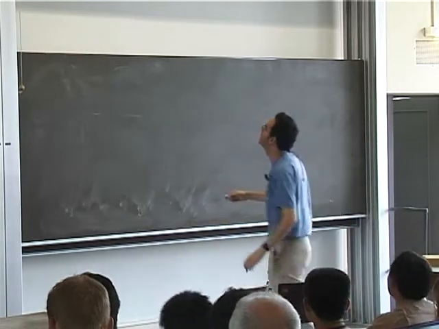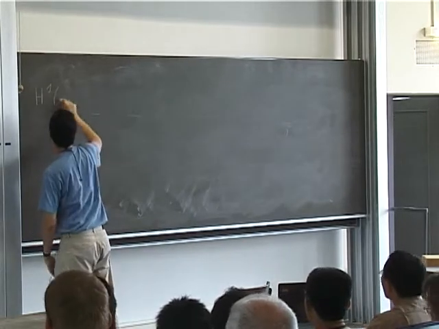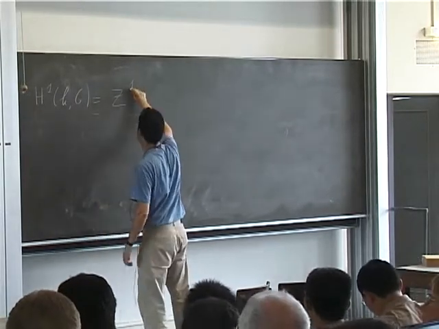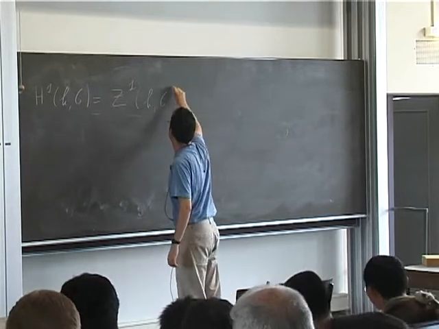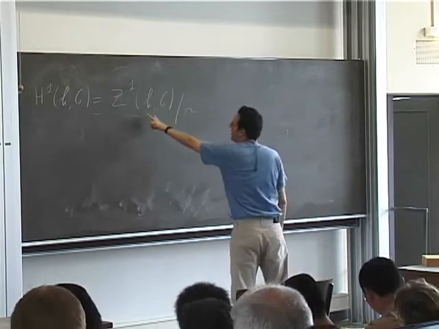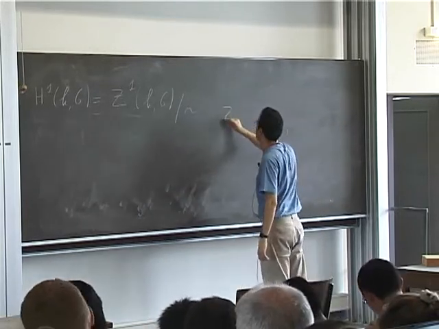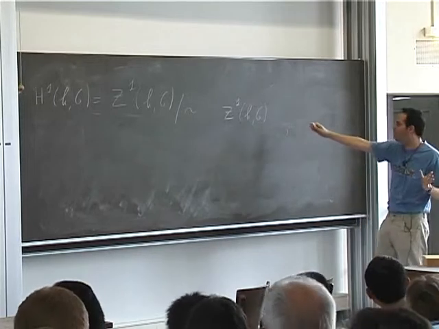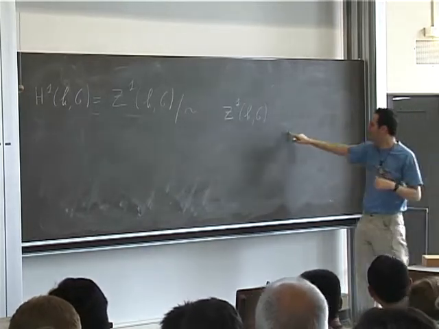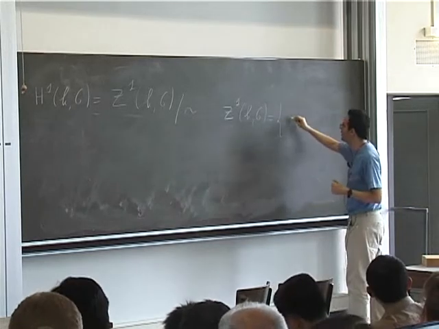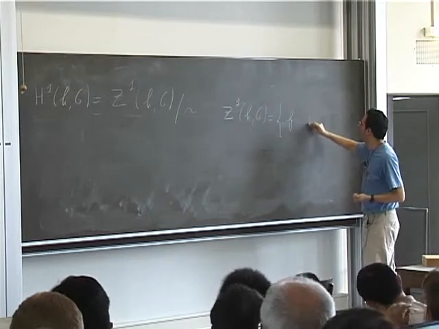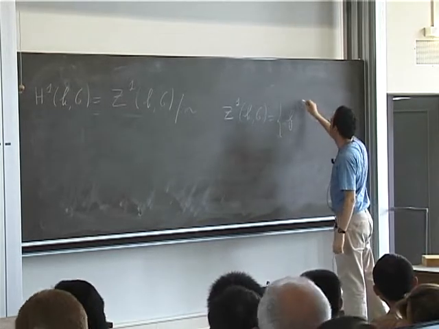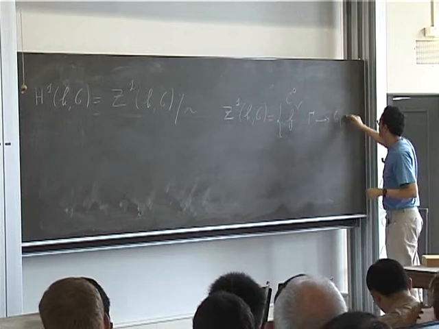So by definition, H1 of K, G is the quotient of Z1 of K, G by an equivalence relation. So Z1 of K, G is the set of cocycles. It's a definition very similar to the usual definition for commutative groups. It's defined as the set of maps from the Galois group Gamma to G of K bar, and I have to assume that this map is continuous.